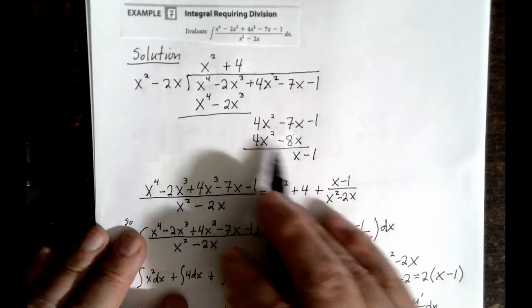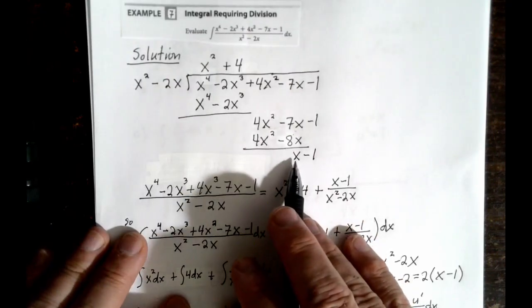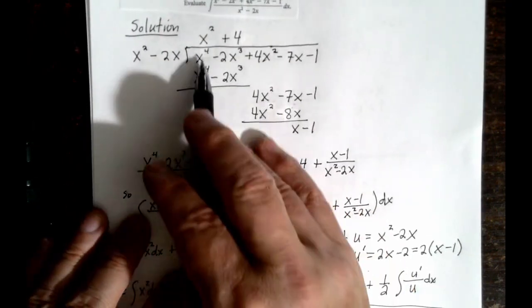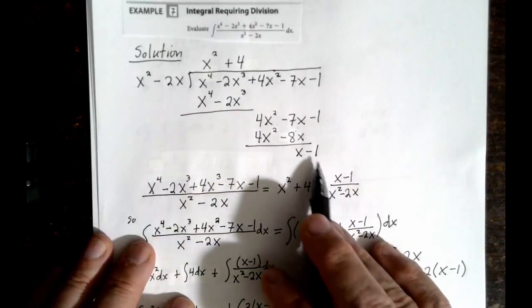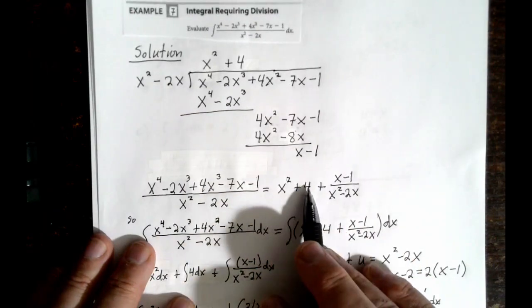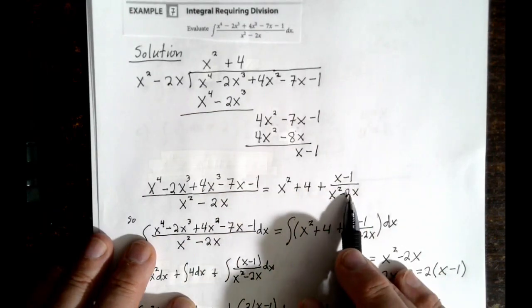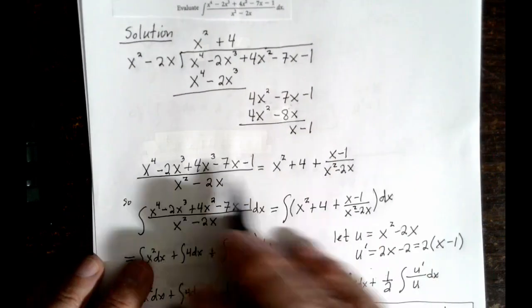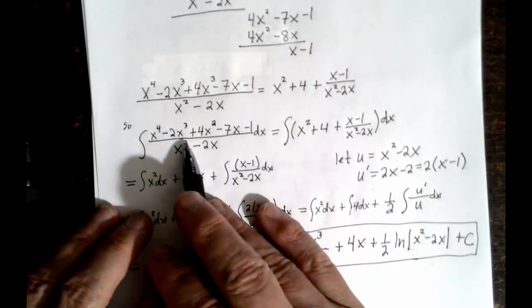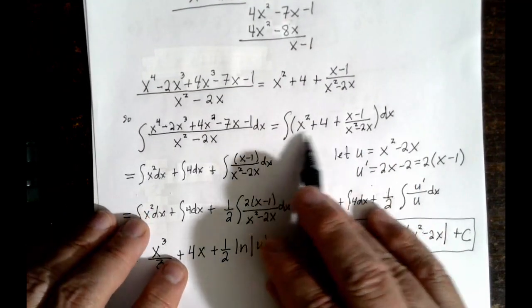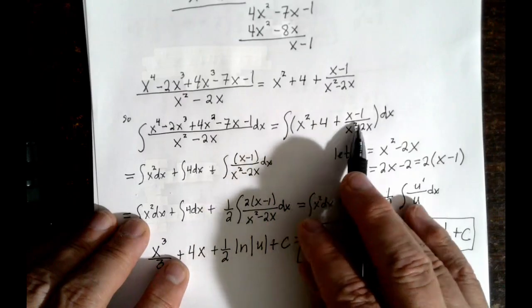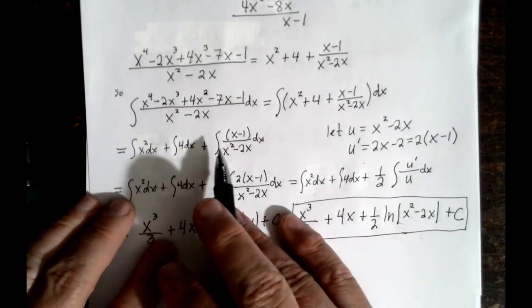Now you can't divide x squared into x, so you stop at that point. And this is your answer, and this is your remainder. And so you put the answer plus the remainder over your divisor. And so this guy does equal that. And so this integral equals this integral. And we can do the integral of each one of these separately. These first two are not that much of a problem.